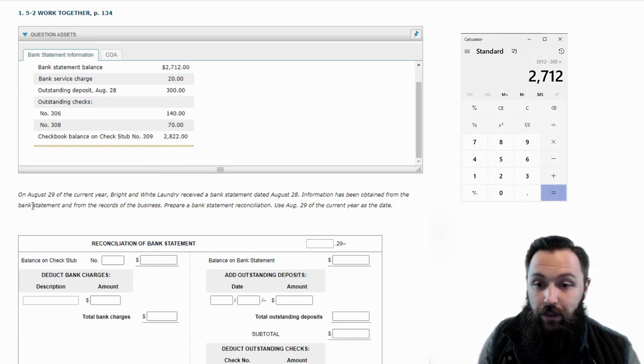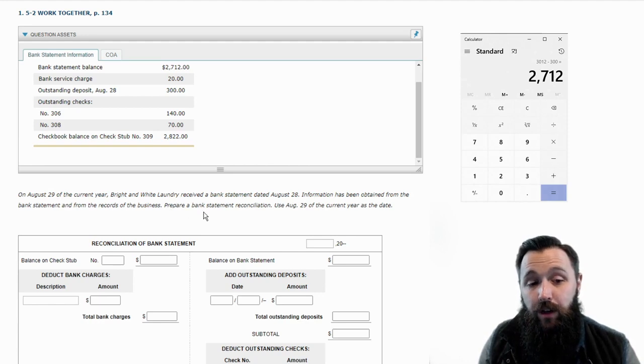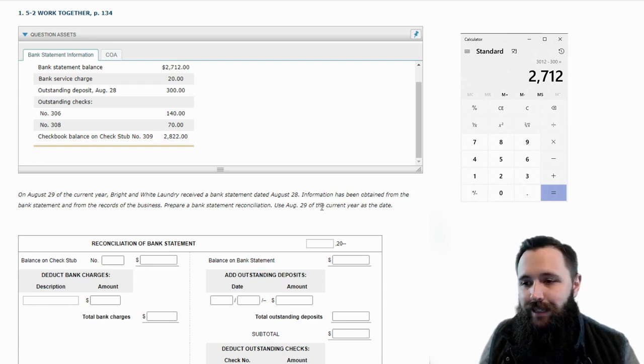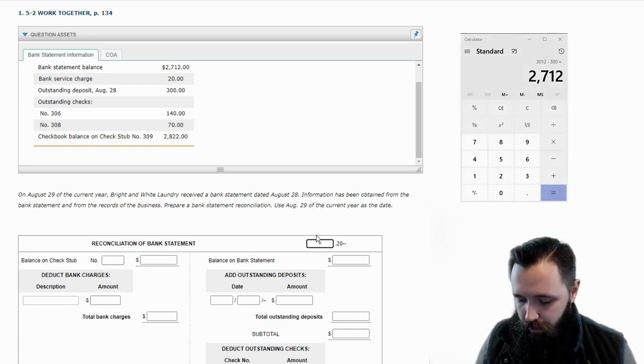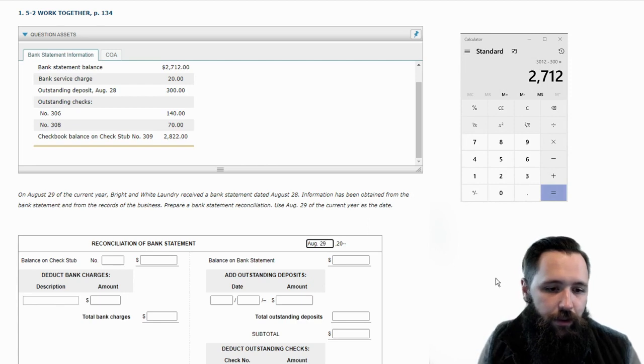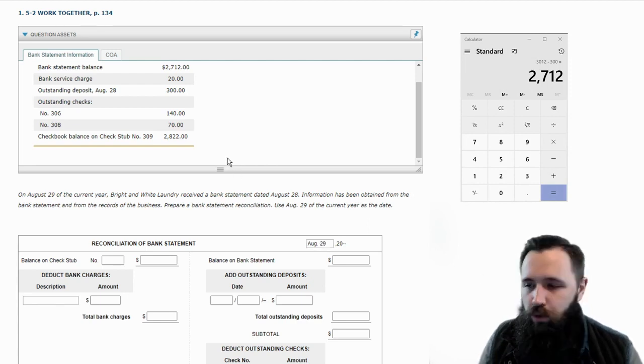So it says, on August 29th of the current year, Bright and White Laundry received a bank statement dated August 28th. Information has been obtained from the bank statement and from the records of the business. Prepare a bank statement reconciliation. Use August 29th of the current year as the date. So when we look at this bank statement reconciliation, the first thing that we're going to do is put in the date. And we received this on August 28th. We reconcile it on the 29th.